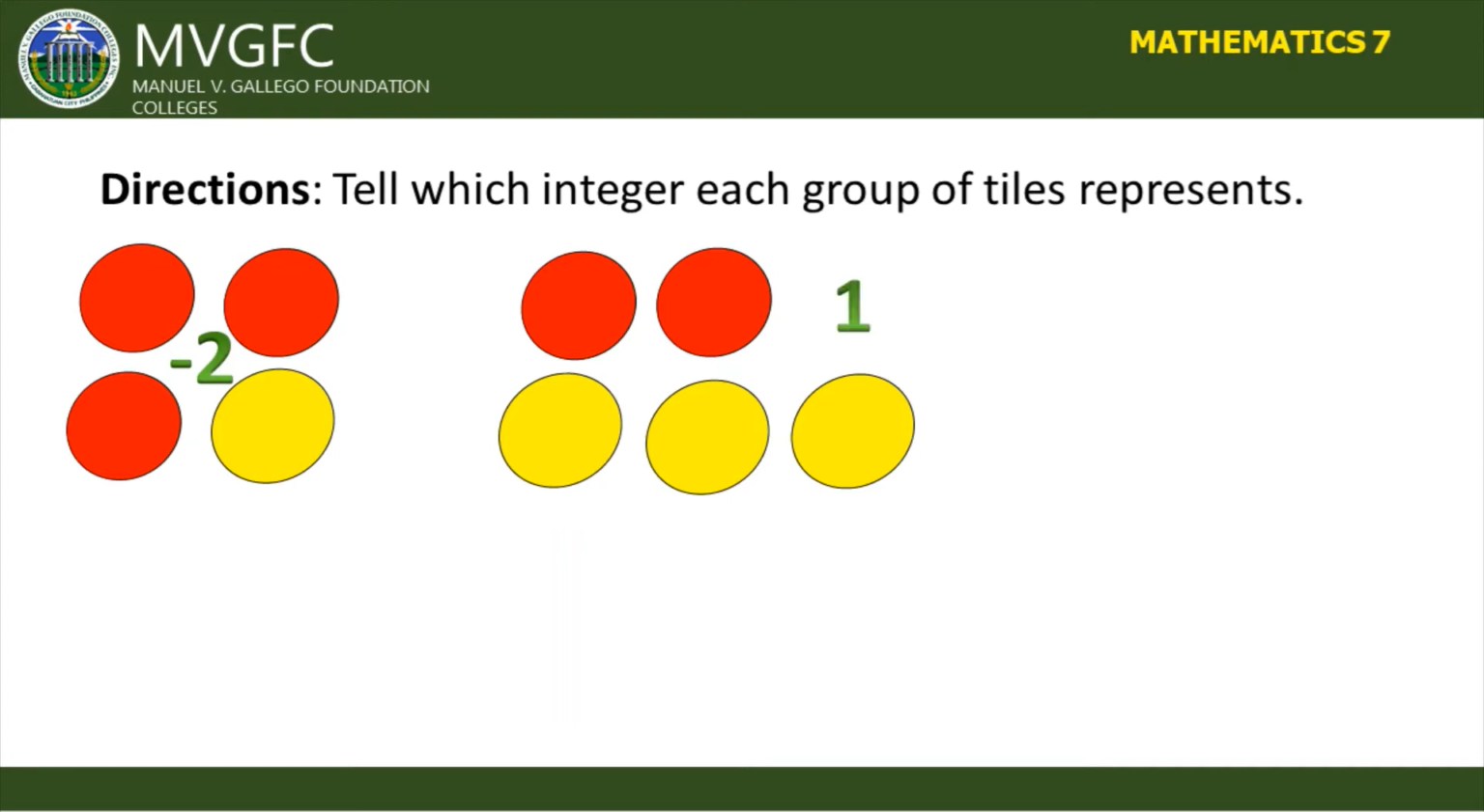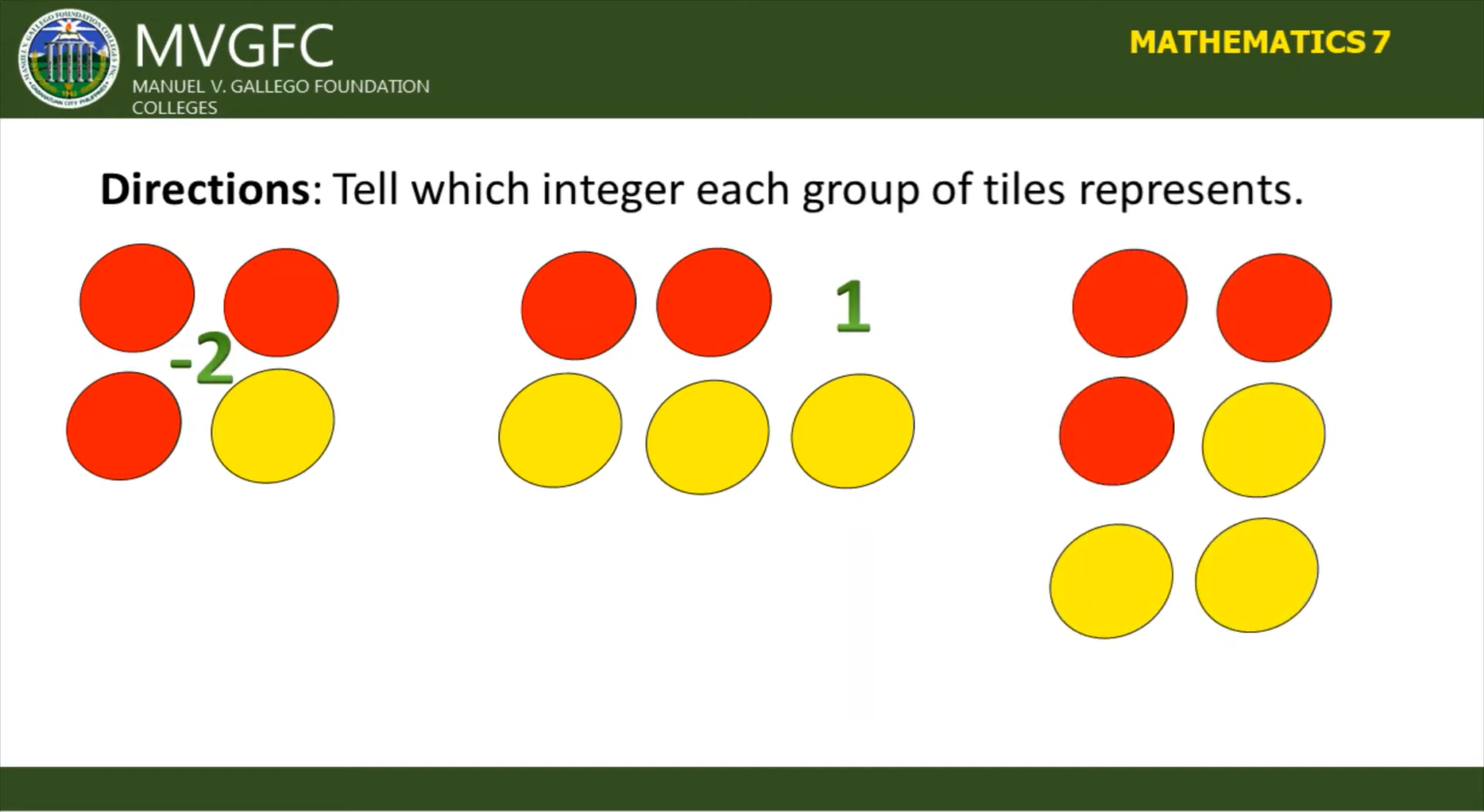Okay, the correct answer is +1, since only 1 yellow tile will remain. Okay, so how about the last example? We have 3 tiles and 3 yellow tiles. Okay, the correct answer is simply 0.